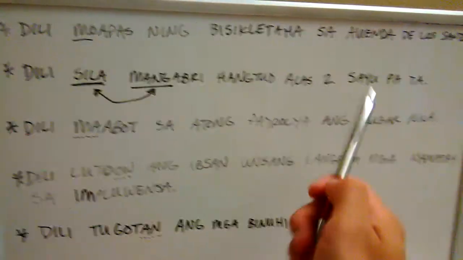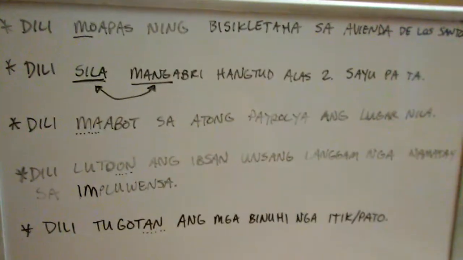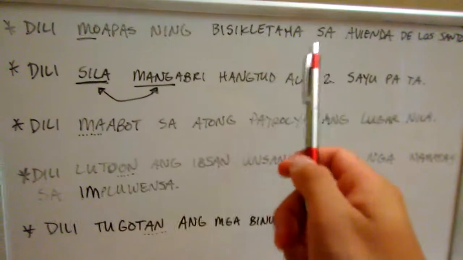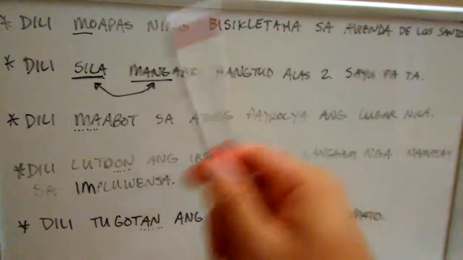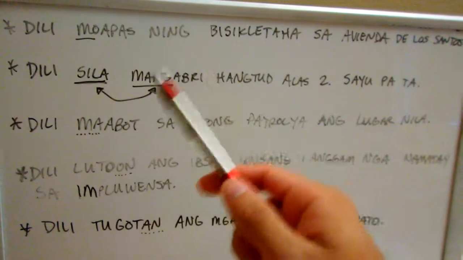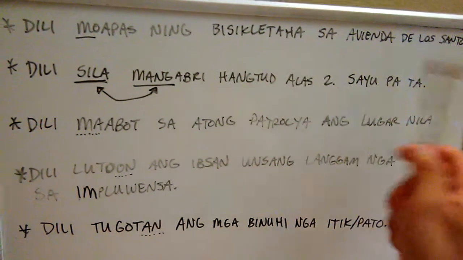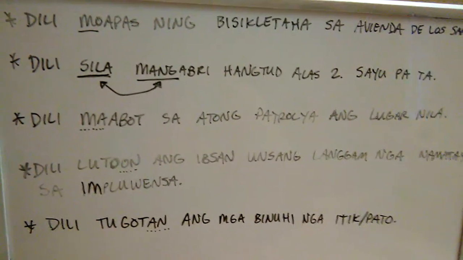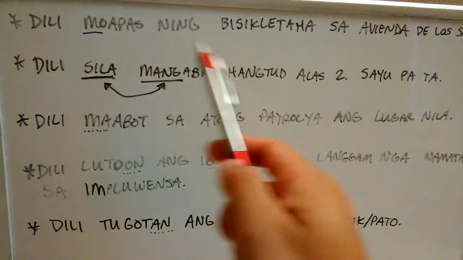Alright, dili mo apas ning bisikletaha sa Hacienda de los Santos. Dili mo apas sa Hacienda de los Santos ning bisikletaha. Dili ning bisikletaha mo apas sa Hacienda de los Santos. Or dili ning bisikletaha sa Hacienda de los Santos mo apas. They all mean the same. Okay, but just putting it out there that the first one is the most preferred way.